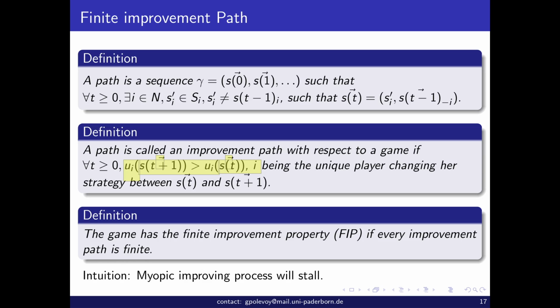Now, the game is said to have the finite improvement property, or FIP, if every improvement path is finite. So, as defined, an improvement path can be infinite, but if every improvement path is finite, you cannot define a path which has this improvement property and is infinite. If every improvement path is finite, then the game is said to have the finite improvement property, FIP.